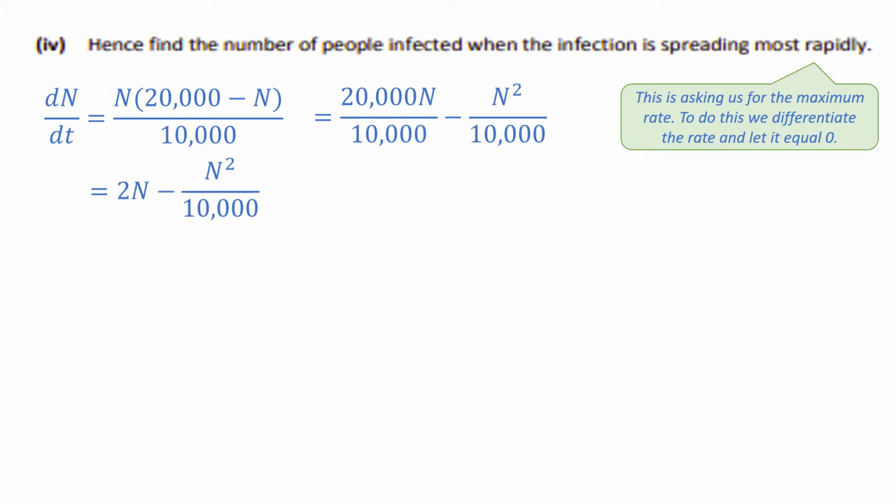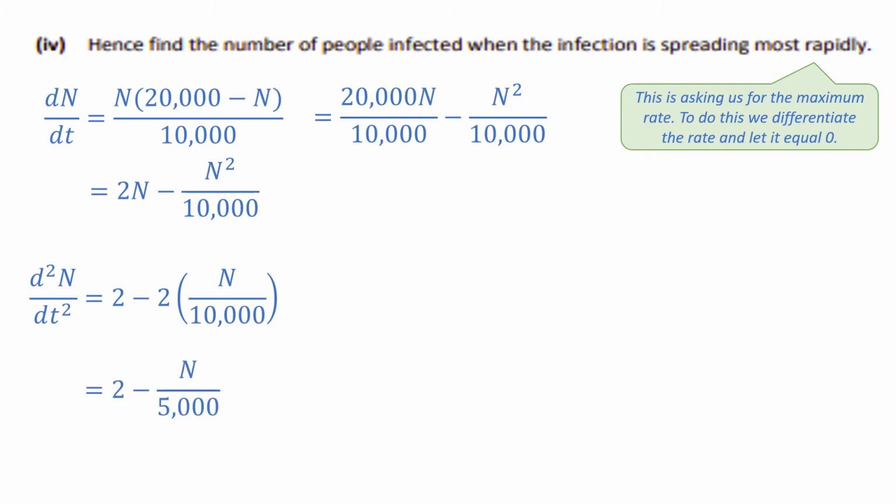To differentiate this, I'm going to write it as the second derivative because that's what it is. And I bring down the power, take 1 away from the power. 2n differentiates to 2. Minus n squared over 10,000 is minus 2 times n over 10,000. And that simplifies to 2 minus n over 5,000. To find the maximum, or a minimum turning point, in this question it just happens to be the maximum, we're going to let that equal 0 and we're going to solve for n.